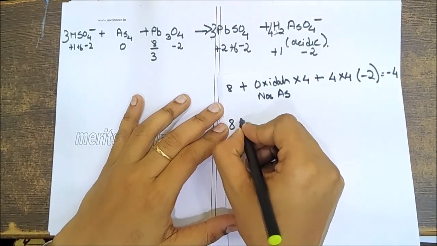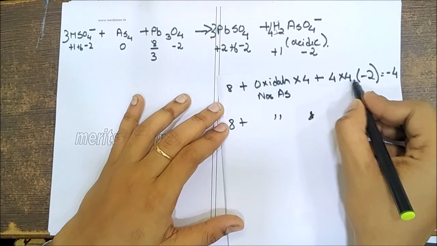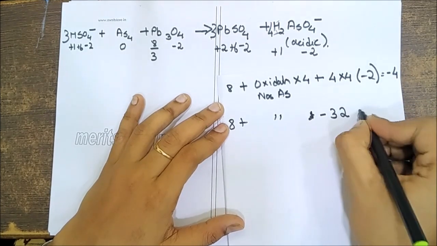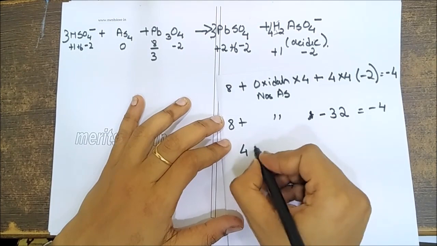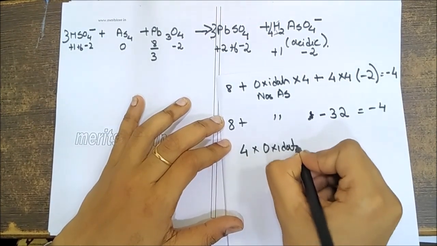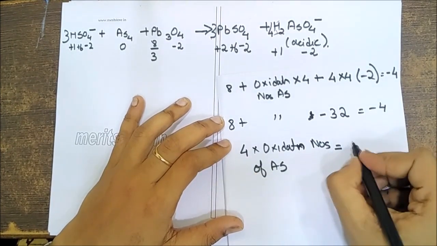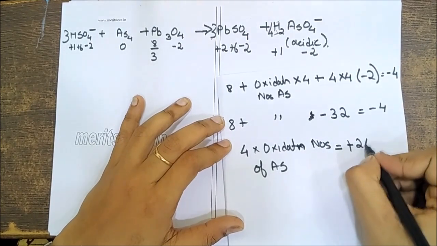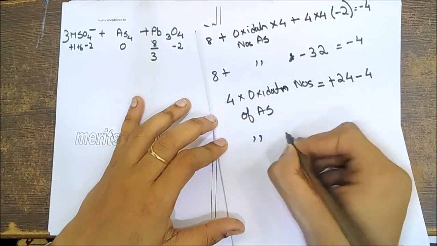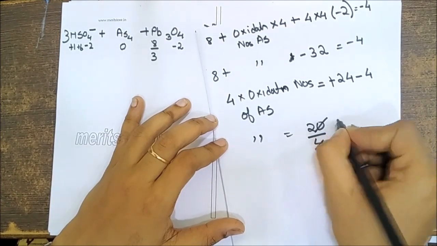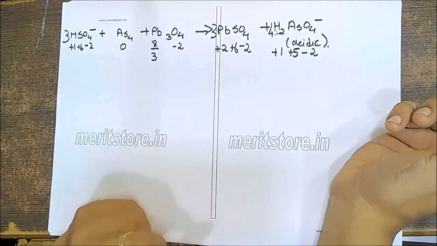So this is 8 plus 4 into oxidation number. And this would give me 4 fours are 16, 16 twos are 32. So this is minus 32 is equal to minus 4. Now plus 8 minus 32 would give me minus 24. So 4 into oxidation number of As is minus 24. When it goes on the other side, it will become plus 24, plus 24, minus 20, minus 4. So therefore, oxidation number of As is 20 divided by 4, which is plus 5. So here I can write As is having an oxidation number of plus 5.